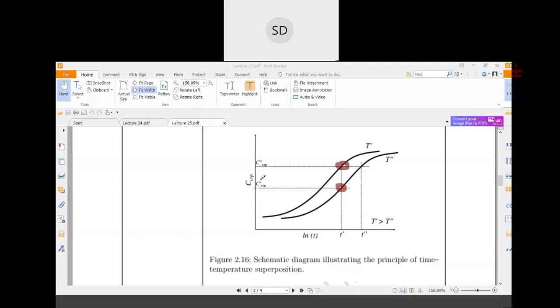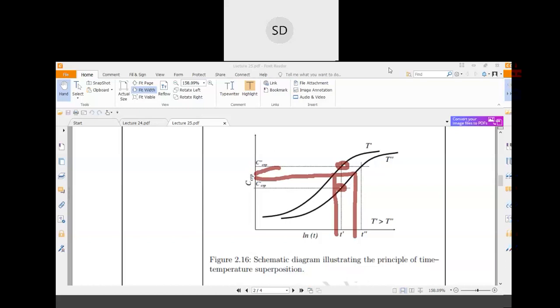Now similarly, if you draw one particular line, you can say that at two different times your creep value would be similar, but the time is different. So basically that creep compliance value not only changes with the time, it also changes with the temperature. So temperature and time both play an important role in the creep behavior of an asphaltic material.